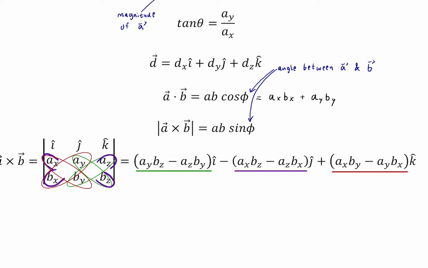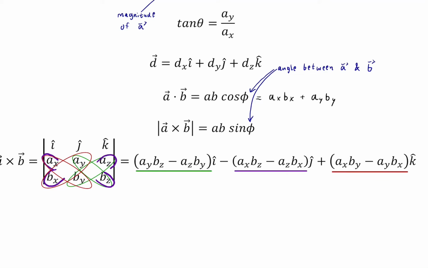All right. So the idea is that if I want to look at the coefficient or the scalar that's attached to I hat, then I just take AY multiplied by BZ, that's what this ellipse is, minus AZ multiplied by BY. And then that is all attached to the I hat direction. See how the colors match up? So the green circles match up with the green coefficient, or the green scalar, multiplied by the unit vector I hat.